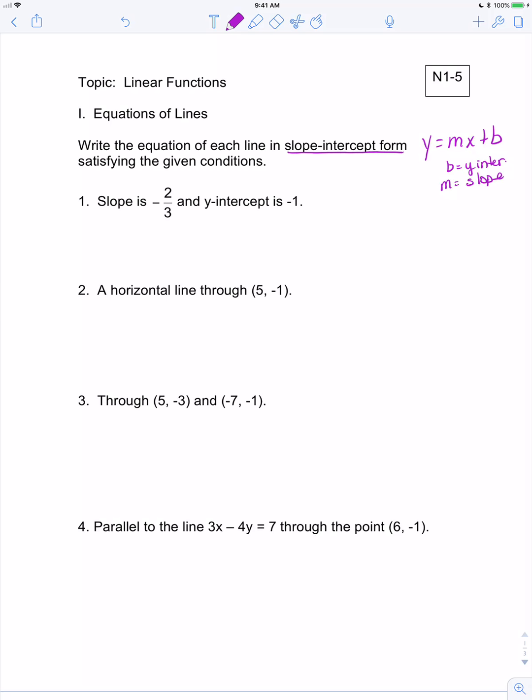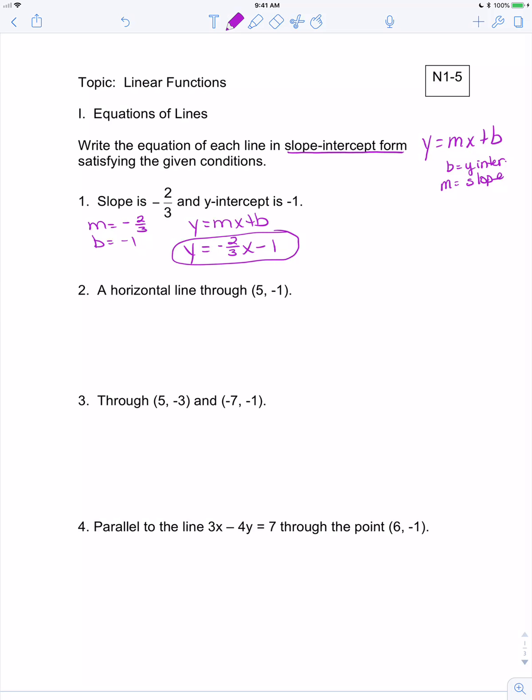Okay, so for the first one, the slope is negative 2/3. That tells me that m is negative 2/3. The y-intercept is negative 1, so b is negative 1. If we're putting it in that y equals mx plus b format, it's just y is equal to negative 2/3 x minus 1.